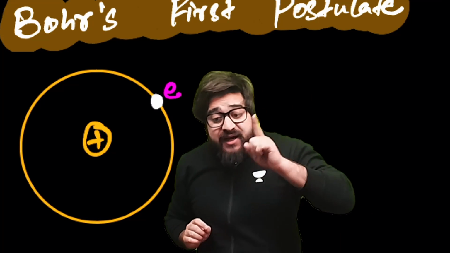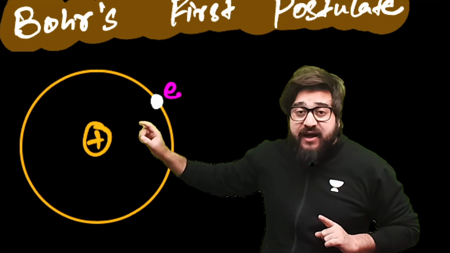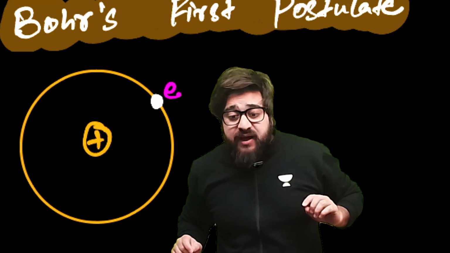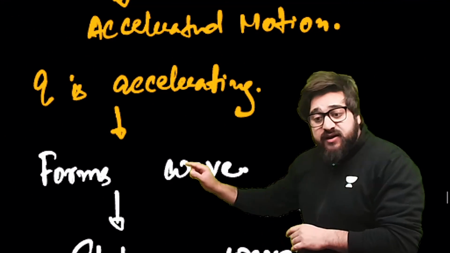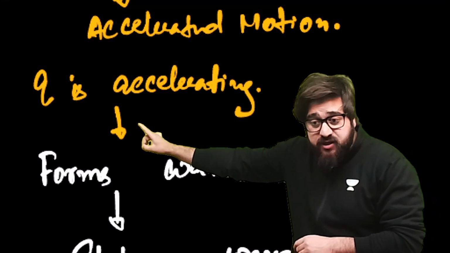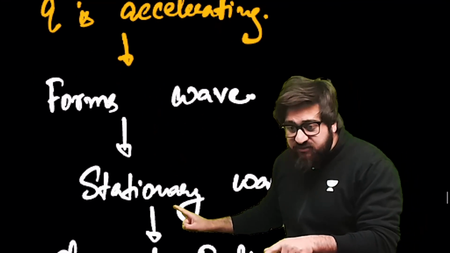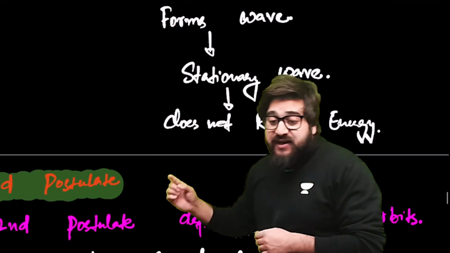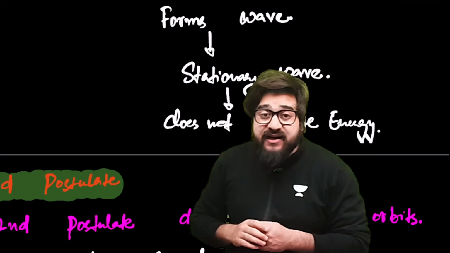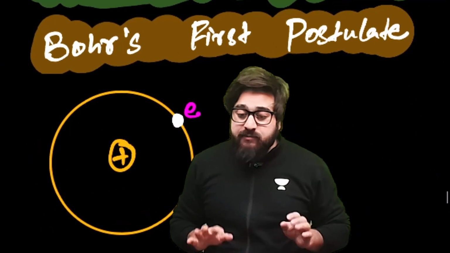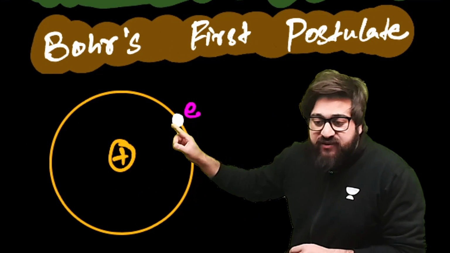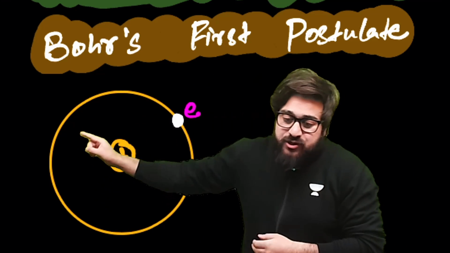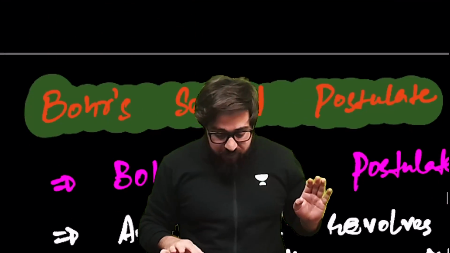Okay, and my dear friends, it does not form an electromagnetic wave, because whenever a charge accelerates, an electromagnetic wave is formed. But he said that yes, here the electron is accelerating, because circular motion is accelerated motion. It forms a wave, but which wave? A stationary wave. So the charge does not radiate energy. In short, Bohr's first postulate says that if an electron is revolving around the nucleus, it does not release energy. So it is revolving in stable orbits.